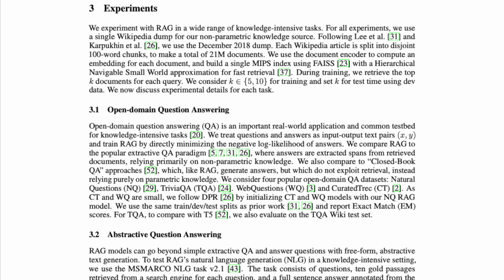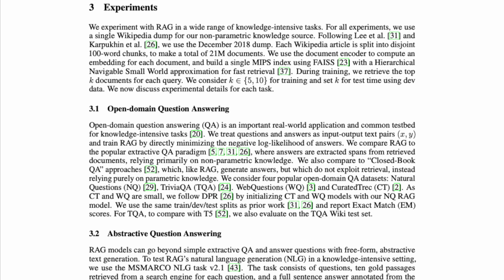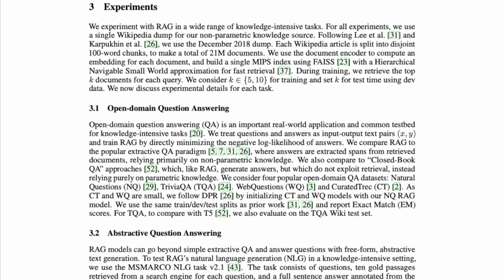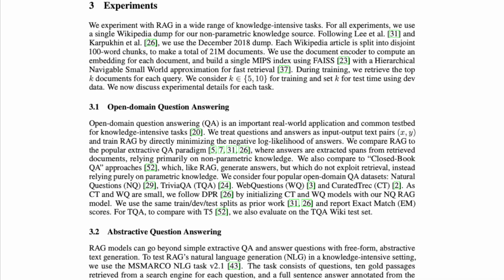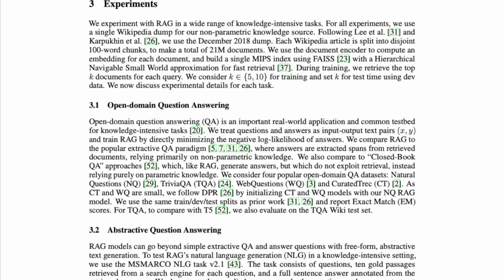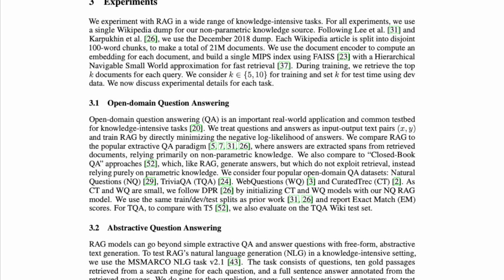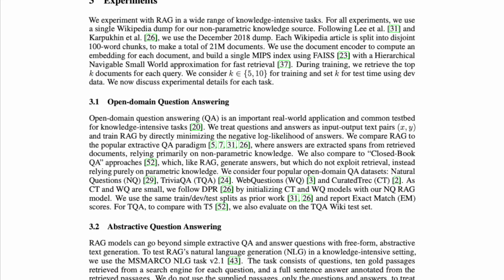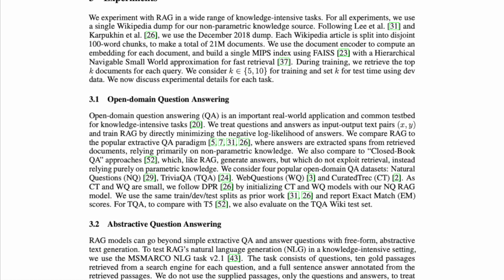3. Experiments. We experiment with RAG in a wide range of knowledge-intensive tasks. For all experiments, we use a single Wikipedia dump for our non-parametric knowledge source. Following Lee et al. and Karpukhin et al., we use the December 2018 dump. Each Wikipedia article is split into disjoint 100-word chunks to make a total of 21 million documents. We use the document encoder to compute an embedding for each document and build a single MIPS index using FAISS with a Hierarchical Navigable Small World approximation for fast retrieval. During training, we retrieve the top k documents for each query. We consider k in {5, 10} for training and set k for test time using dev data.